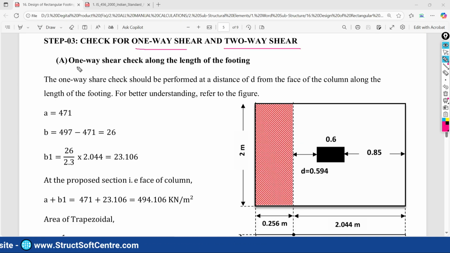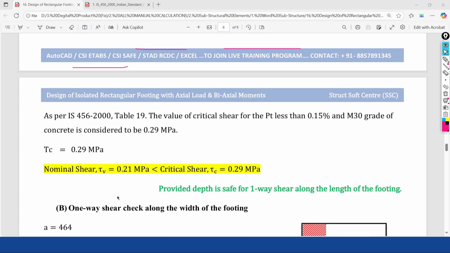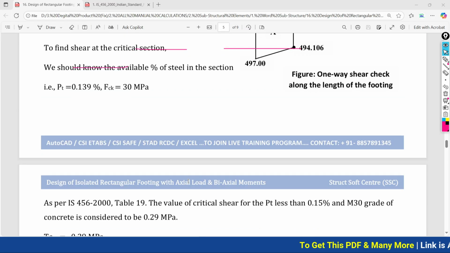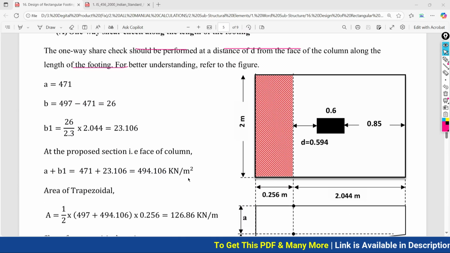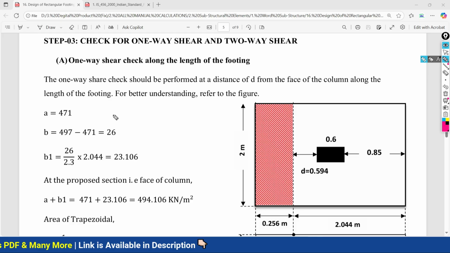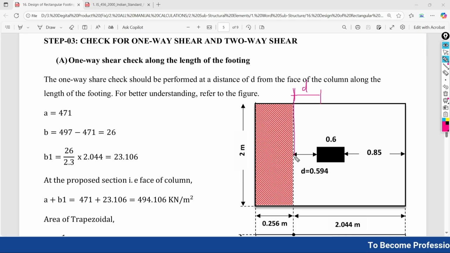So we are going to perform first one-way shear check along the length of the footing. After that we have to perform the one-way shear check along the width of the footing. This will be similar to that of the case for the flexure design. At that time we did the calculation for both of the direction separately. In the same way here also the one-way shear check we need to perform for both of the direction separately. So one-way shear we need to perform at a critical distance that we are considering at a distance of d from the face of your column. This is what your critical section for one-way shear.